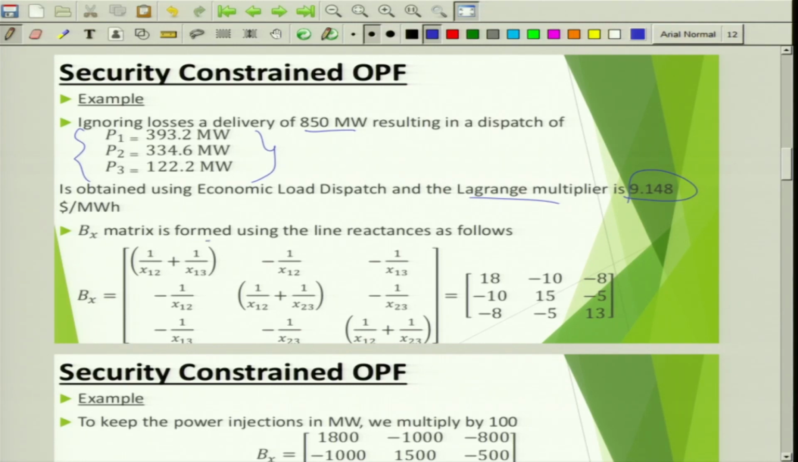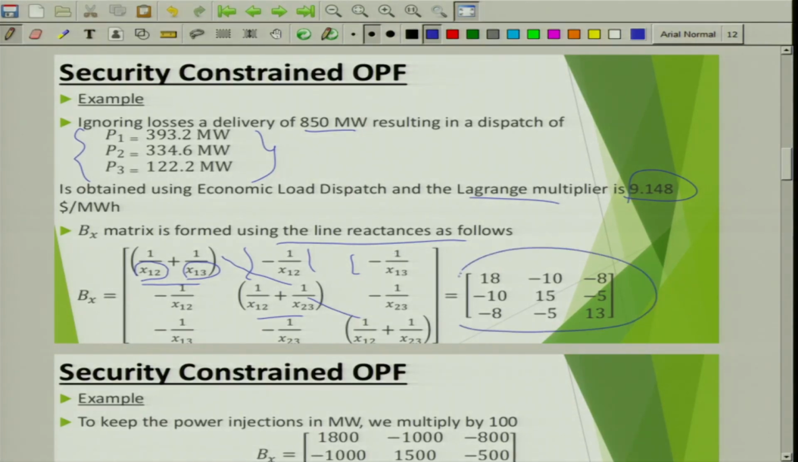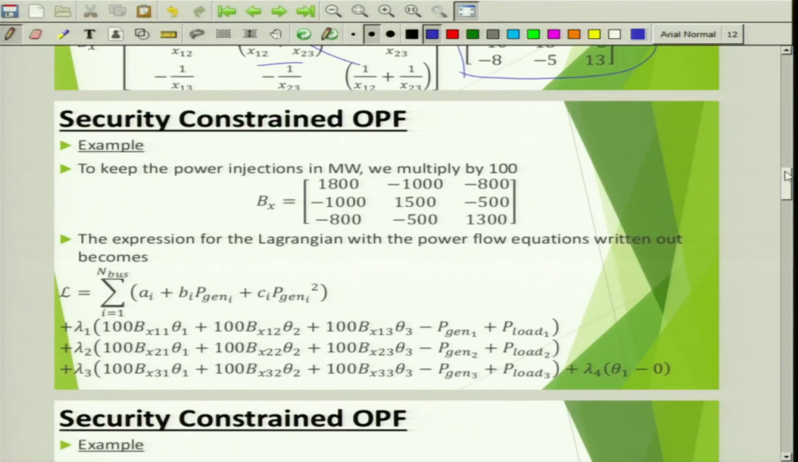Now, the Bx matrix is formed using the line reactance as follows. The Bx matrix is just a susceptance matrix and it is very straightforward. This is the line reactance between bus 1 and 2, the line reactance between bus 1 and 3. You add all of them in as a diagonal entry. Off diagonal is just the negative of the inverse of the reactance which is present. So, you will get this susceptance matrix for this 3 bus network. Now, just as a mathematical adjustment, to keep the power flow injections in megawatt we multiply each of the entries by 100.